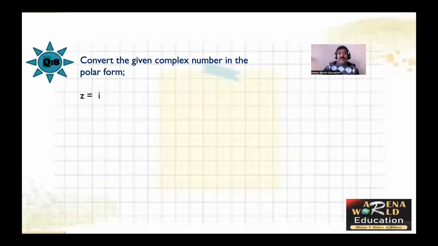Here, we have to convert the given complex number into polar form, right? But look at this one. The complex number is Z equal to iota. It is a purely imaginary number, right? So we can write it as 0 plus 1 into iota, right? So mainly we want to convert this into polar form. And what is polar form? It will be R into cos theta plus iota into sine theta, right?